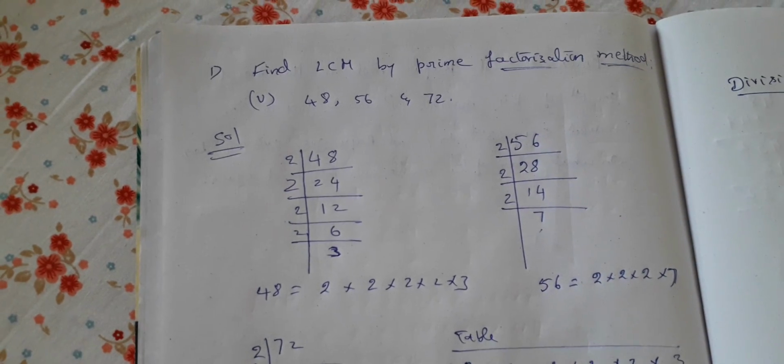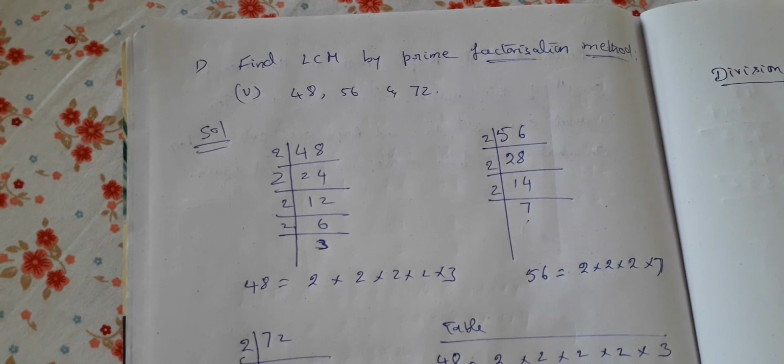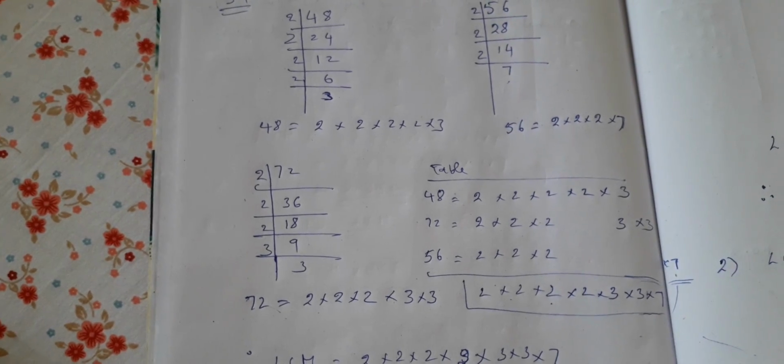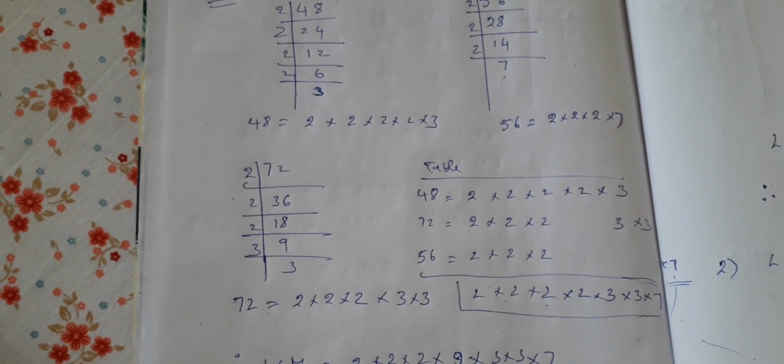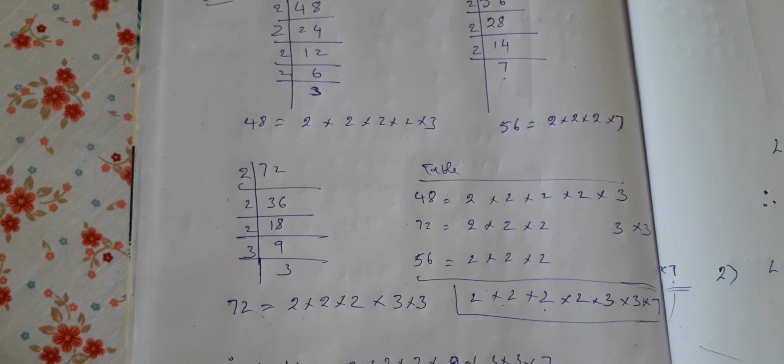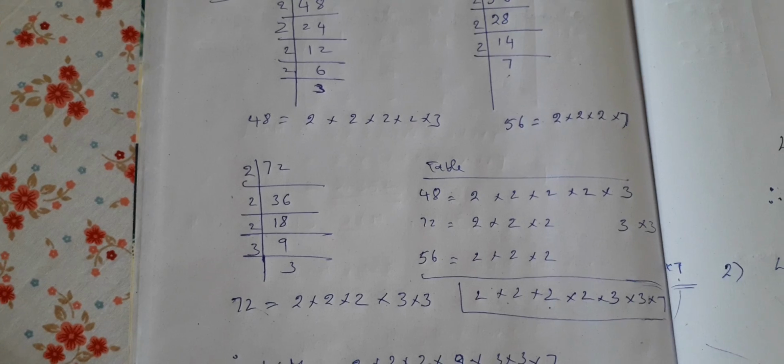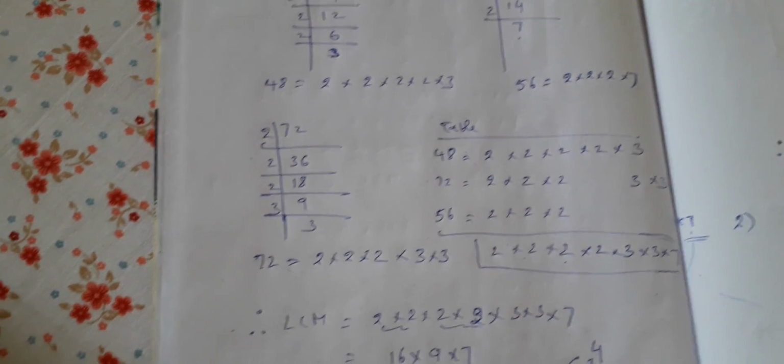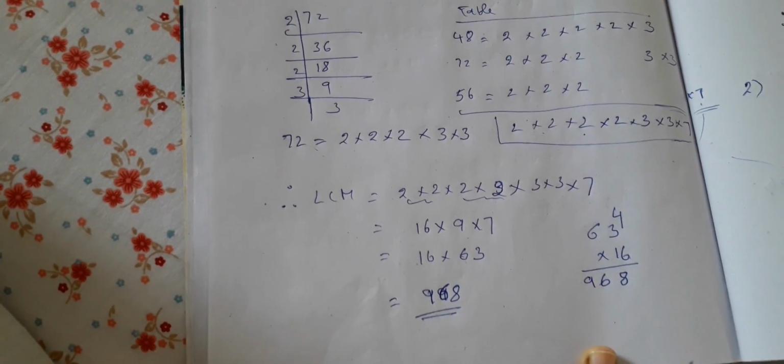First part, prime factorization of two numbers. Then second part, prime factorization of the third number, and then writing the factors in table form. And then finally the LCM part.